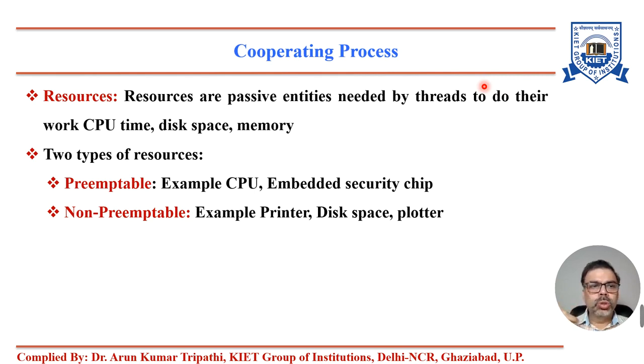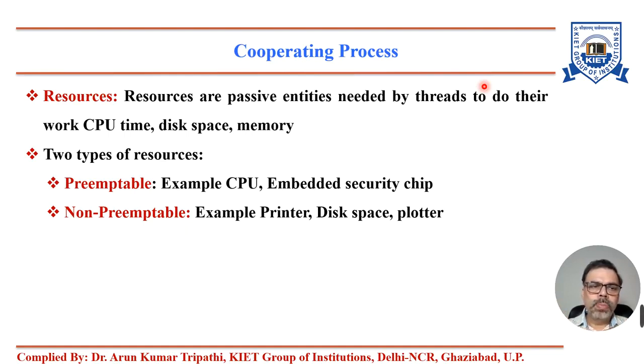Some of these resources are preemptable and some are not preemptable. A preemptable resource is one that can be snatched forcefully, for example CPU. If a process is allocated the processor and has not completed yet but its time quantum is over, or a higher priority process comes, the processor will automatically be snatched from that process. That is known as preemptable.